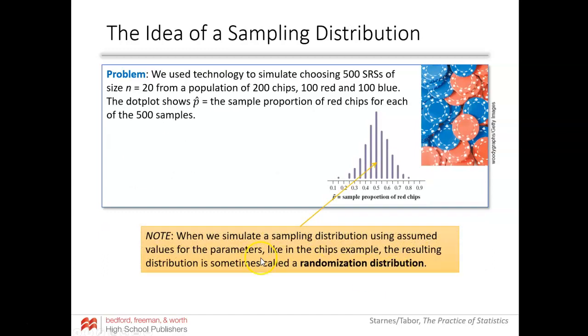All right, so here's what I keep hinting at. Note, when we simulate a sampling distribution using assumed values for parameters, like we did, we assumed there was 50% of the chips. This is resulting in a distribution.